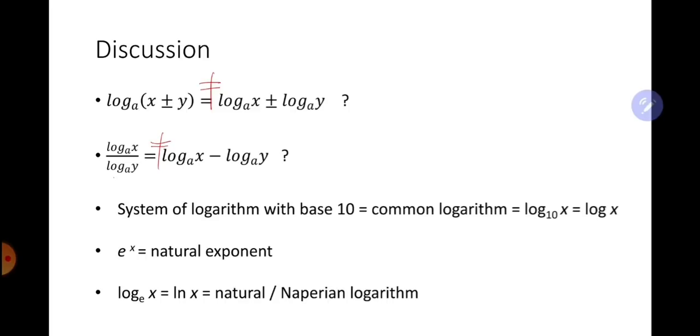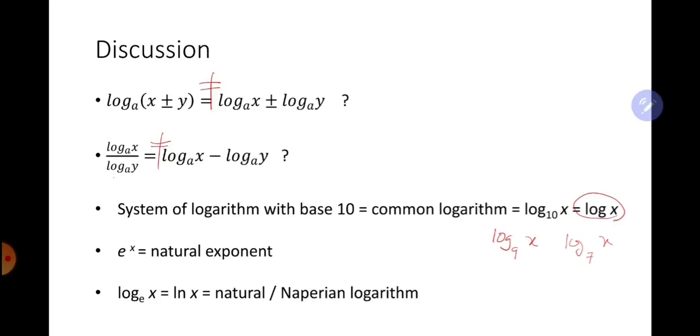A system of logarithm with base 10 is called a common logarithm, or we rewrite it as log x base 10, or in short, if you want, we write it as log x only. But if you have a base other than 10, you have to write the base. You cannot write it as log x only. You must specify what your base is if it is other than 10, for example log x base 7 or log x base 9. If the base is 10, you can just write log x.